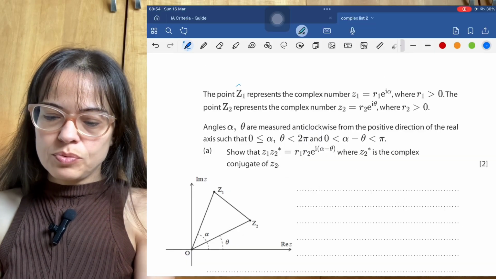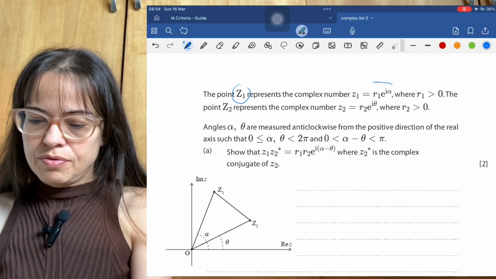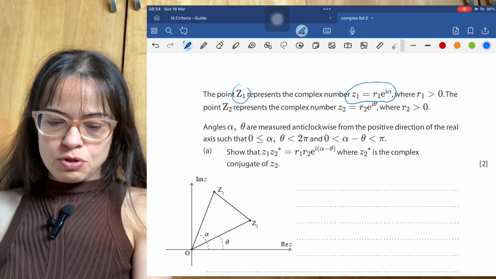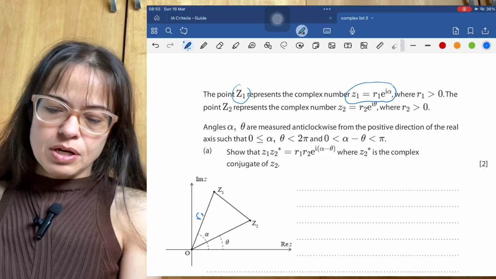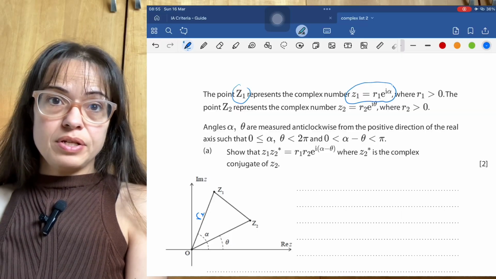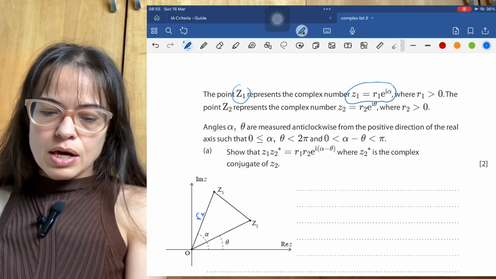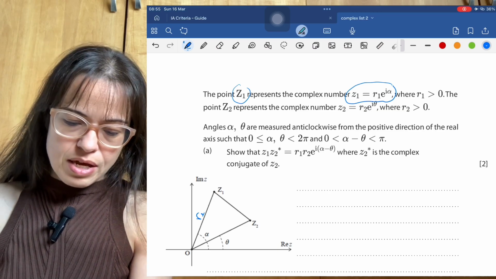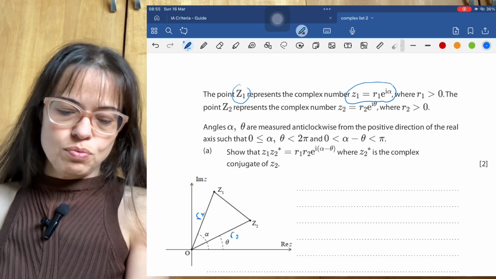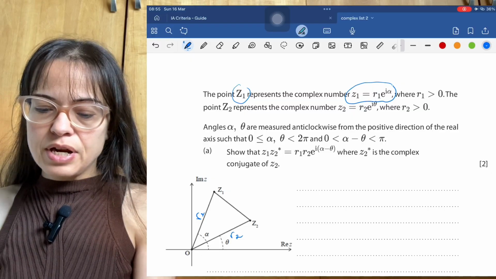The point Z1 represents the complex number this, which is no new information here other than the fact that he wants to call this segment R1 because alpha was already the angle. I can see that in the picture. And the point Z2 is the same thing, but the angle is theta and the length is R2. Angles alpha and theta are measured anti-clockwise.